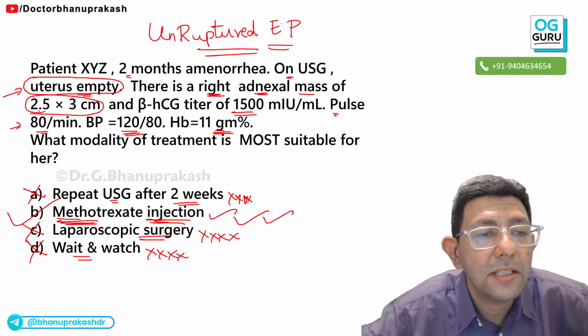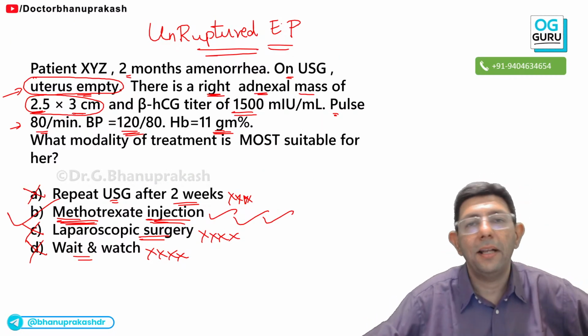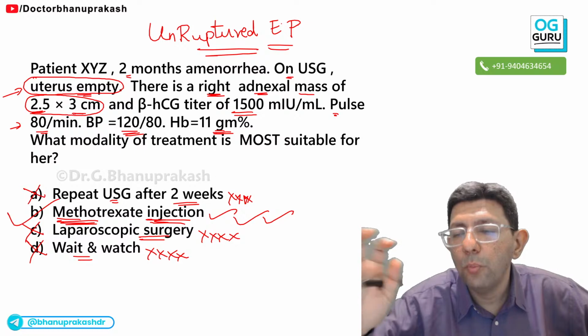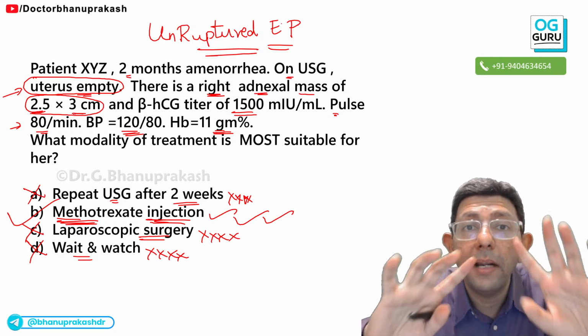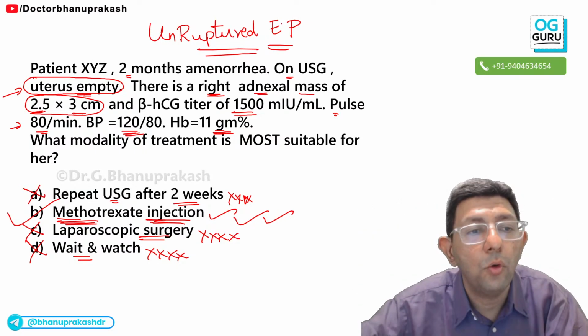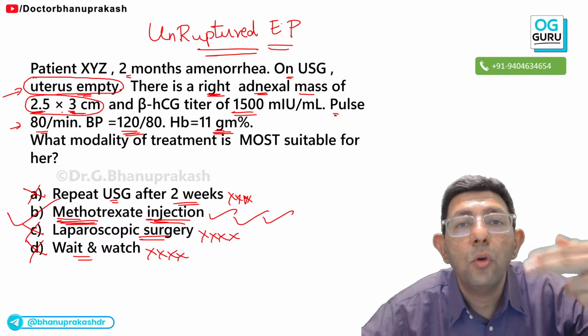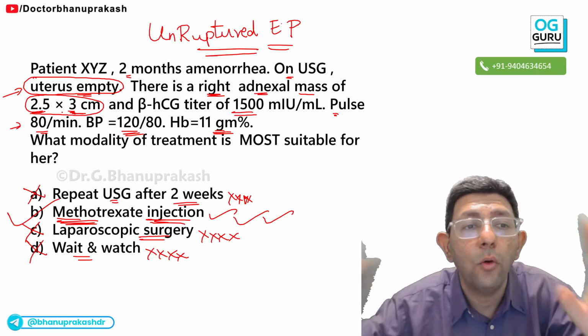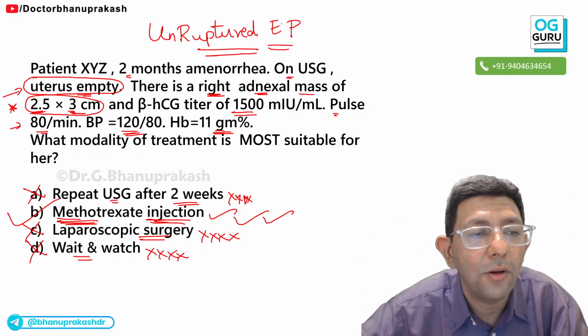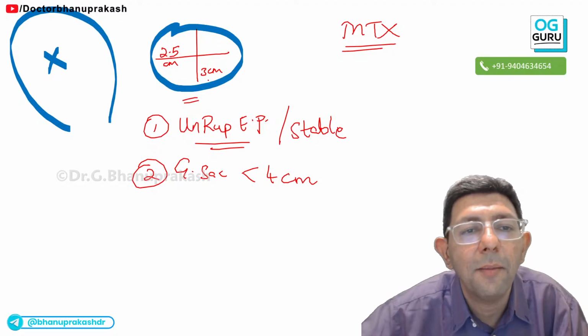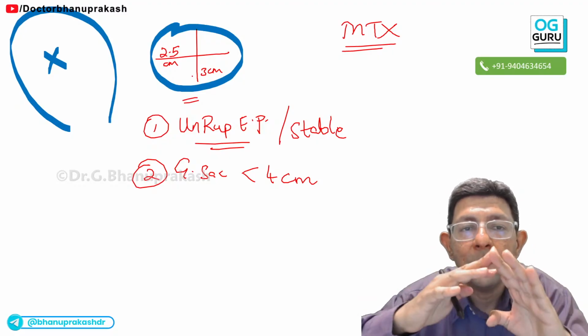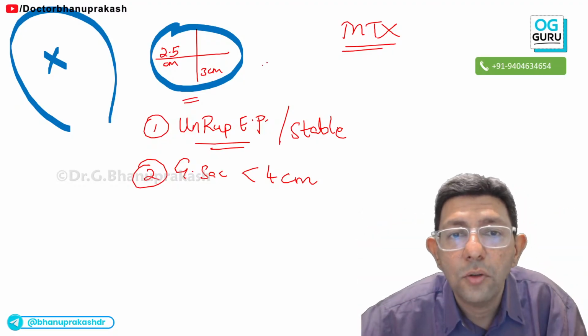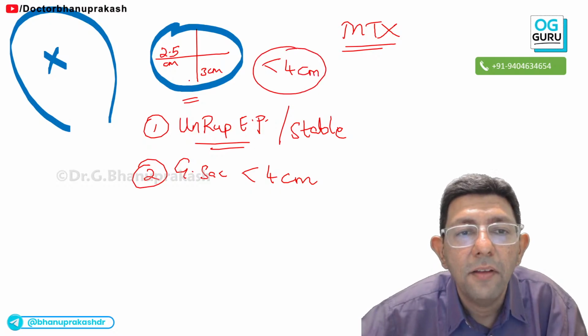Look here, what is our gestational sac? 2.5 by 3 centimeter. And again, please don't multiply. Some students have said 2.5 by 3, meaning 2.5, 2.5, 2.5, 7.5. No, please don't multiply this number. 2.5 by 3 means one side is 2.5, one side is 3. So it is still less than 4 centimeter.